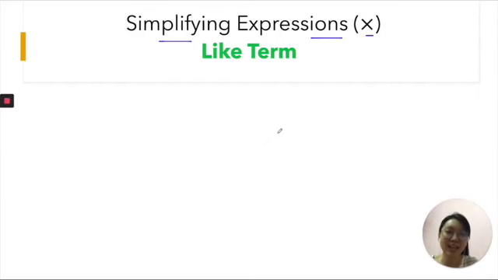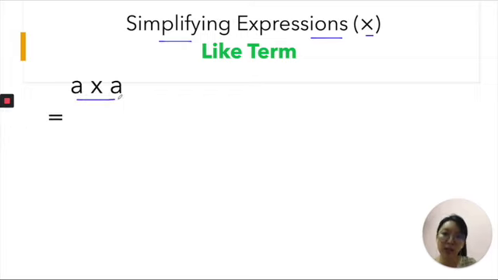Let's get started. Simplifying expressions. Simplifying means 约减. So now we are going to deal with expressions that have times. Simplifying again means from a very long expression, you try to shorten it, put it into a simplified version or simplest form.